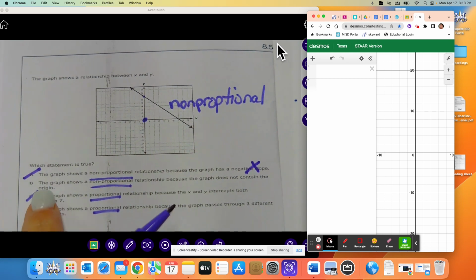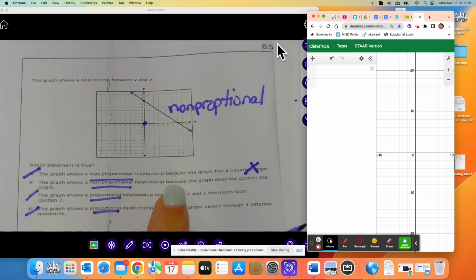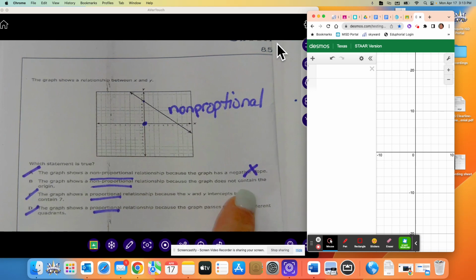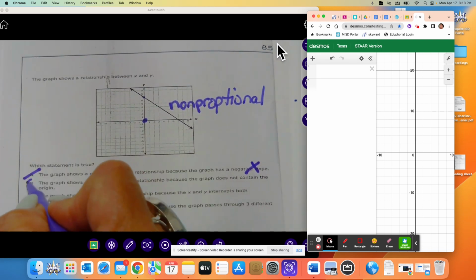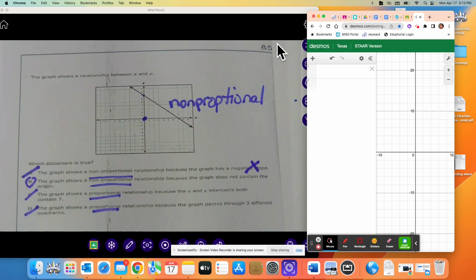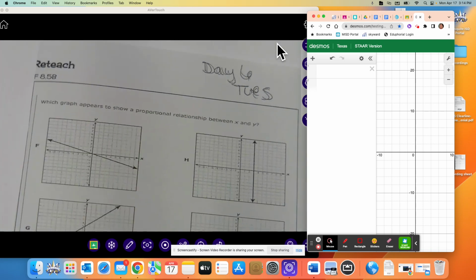Letter B says the graph shows a non-proportional relationship because the graph does not go through the origin. So letter B. Guys, all it is to determine if it's proportional or not is, one, it has to be linear, so it has to be a line. And then you're looking to see if it goes through the origin or not.